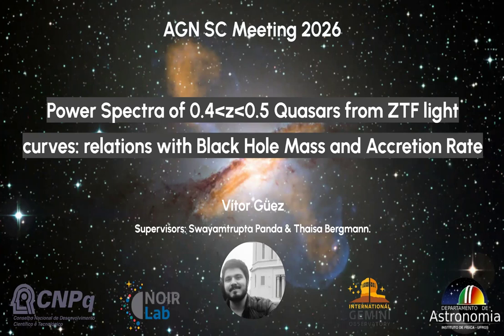Okay. Hi, everyone. I'm Vitor. I work at the astronomy department from the Federal University of Rio Grande do Sul in Brazil. I'm going to talk here about the power spectra of 0.4 to 0.5 redshift quasars from ZTF light curves, and relations with black hole mass and accretion rate. This work was supervised by Sventrupta Panda and Thaisa Storch-Bergman.